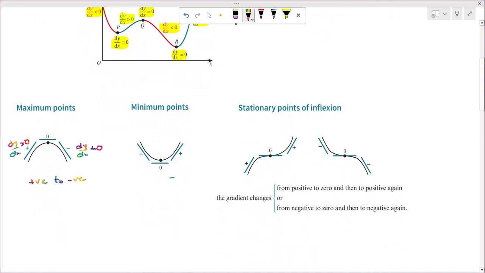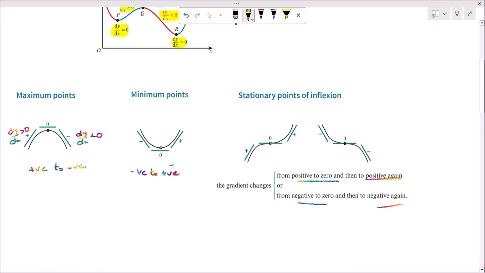Positive to negative means it has a maximum point. If it is negative and then positive, negative to positive, it has a minimum point. Suppose positive, 0, again positive, or negative to negative, that means there is no change in the sign. So positive to positive, negative to negative, that point is called a point of inflection.